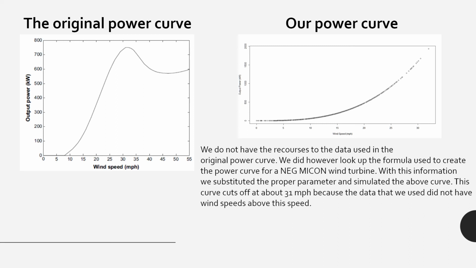This curve has a cutoff at about 31 miles per hour because the data that we used did not have wind speeds above about 31 miles per hour. So you can't see the divot that is expressed in the original power curve that occurs about 35 miles per hour in. This is also because we didn't apply the power transformation, but again, since we did not know the height that the anemometer recorded the wind speeds, we weren't able to figure out the wind speeds that the Neg-Micon wind turbine would be receiving.